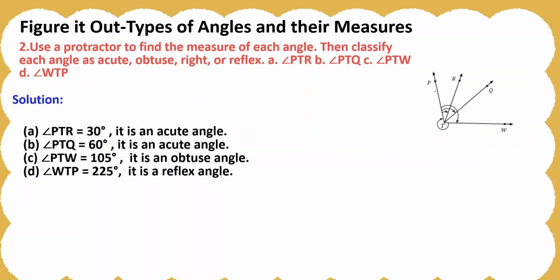Second angle is angle PTQ. So angle PTQ is equal to 60 degrees. So this is also less than 90 degrees. Therefore it is an acute angle. Third one is PTW. Upon measuring that one, we are getting 105 degrees. As this angle is greater than 90, it is an obtuse angle. Fourth one is WTP. This is this notation here. This angle upon measuring we are getting 225. So as this angle is greater than 180 and less than 360, the angle is a reflex angle.